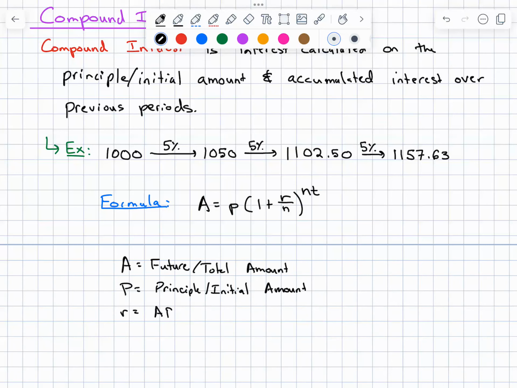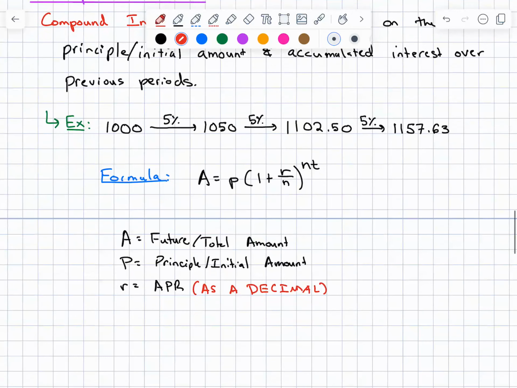R is the APR once again as a decimal. As a decimal, very important. Way more important than it was for simple interest. If you don't use a decimal, you will get some outlandishly large numbers, and I'll explain why in a little bit. All the variables that we've seen here are the same. That's the good news. The new variable that's been added to this is N, and N is equal to the number of times compounded per year.